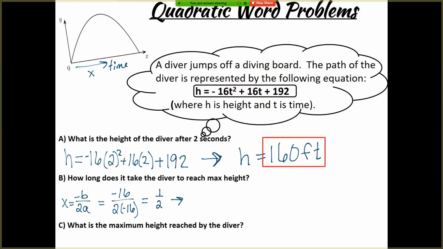For this, I'm going to go ahead and convert that to a decimal because for the next step, I've got to plug that back in. So it takes 1/2 a second for the diver to get to his maximum height. He's jumping off a diving board, so he's only increasing his height for 1/2 a second, and then he starts coming back down. So part C, we know the maximum height reached by the diver.